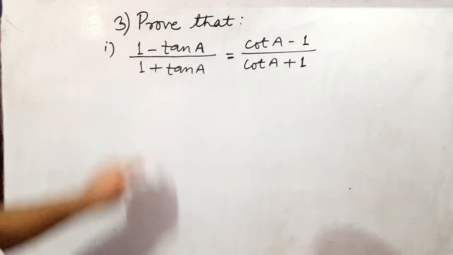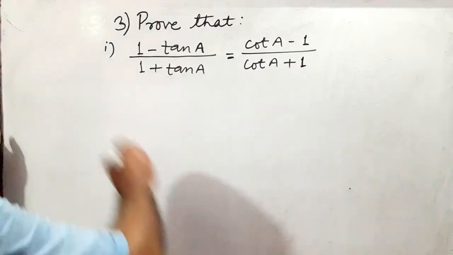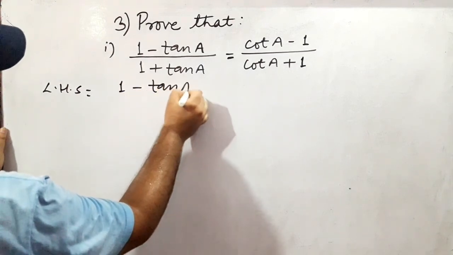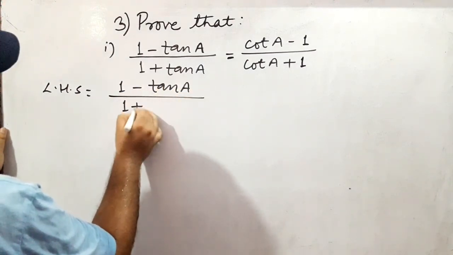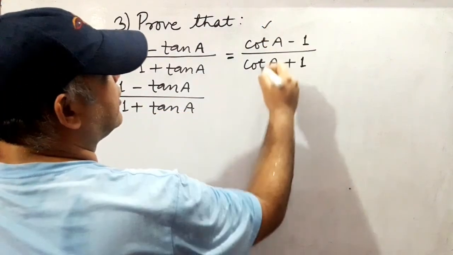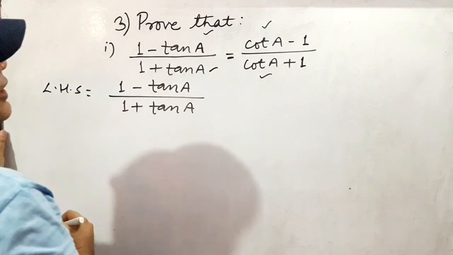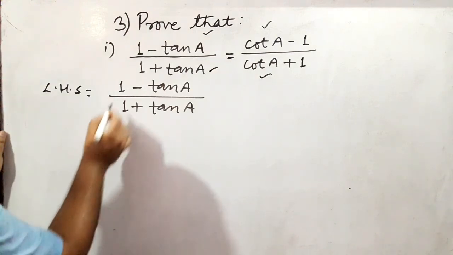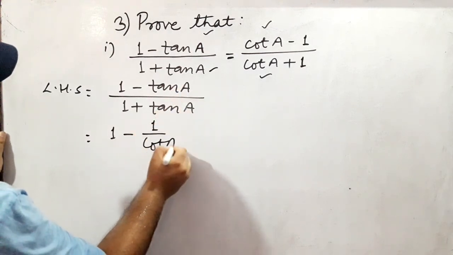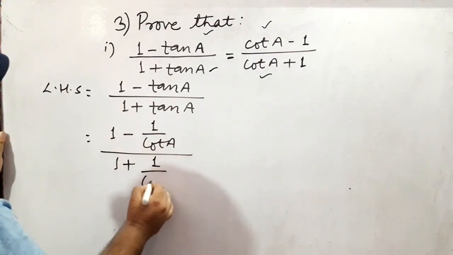Let's see the next question. 1 minus tan a by 1 plus tan a equals cot a minus 1 by cot a plus 1. Taking the left hand side, we have 1 minus tan a by 1 plus tan a. On the right hand side, we have cot a in both the numerator and denominator. So tan a should be converted in terms of cot a. So let's convert 1 minus tan a, which is 1 minus 1 by cot a, by 1 plus 1 by cot a.